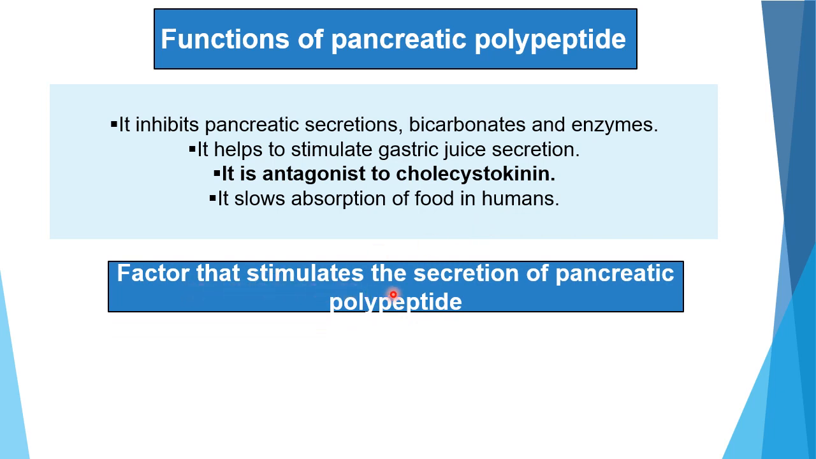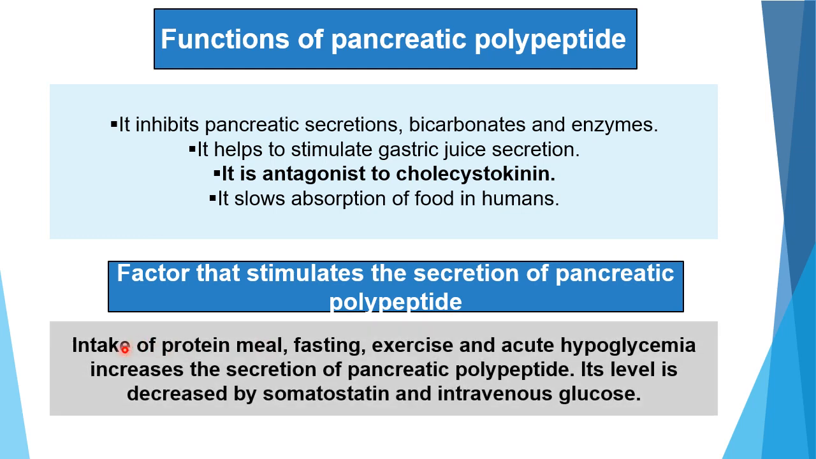Factors that stimulate the secretion of pancreatic polypeptide are intake of protein meal, fasting, exercise, and acute hypoglycemia. Its level is decreased by somatostatin and intravenous glucose.